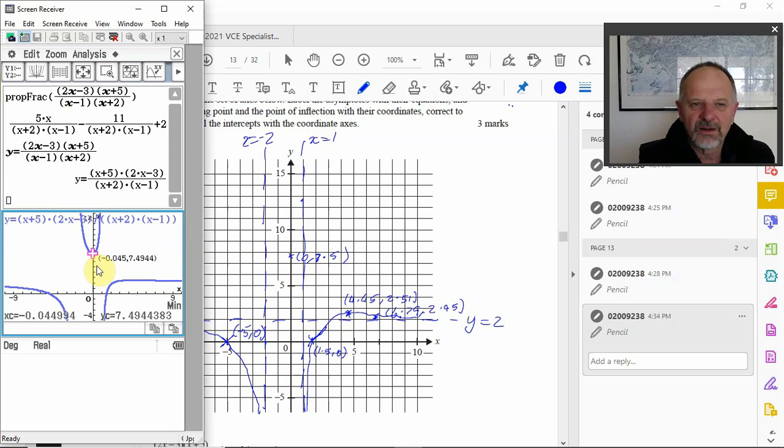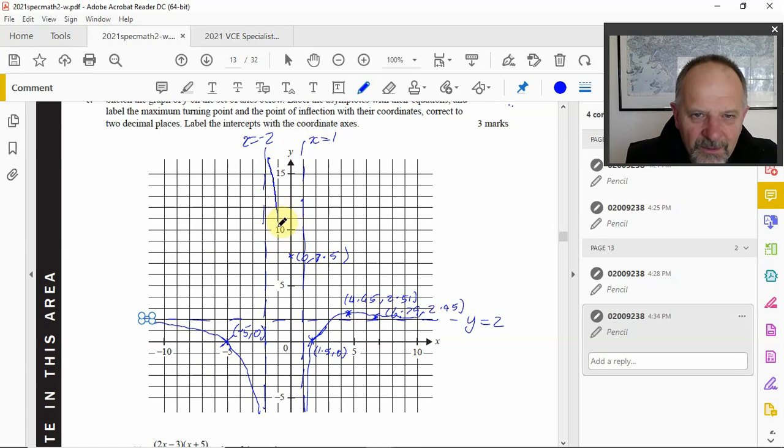All right, and so it is negative 0.04. It's really, really close. So, and 7.49. So it's really close to it. But so we'll come across here, and we'll go something like that. All right.